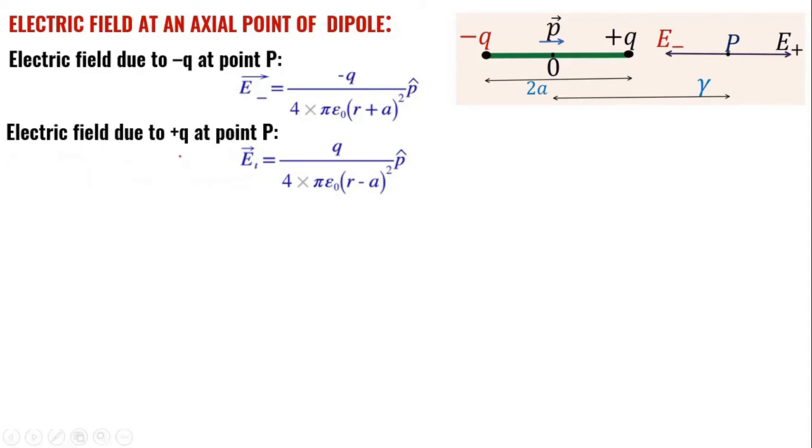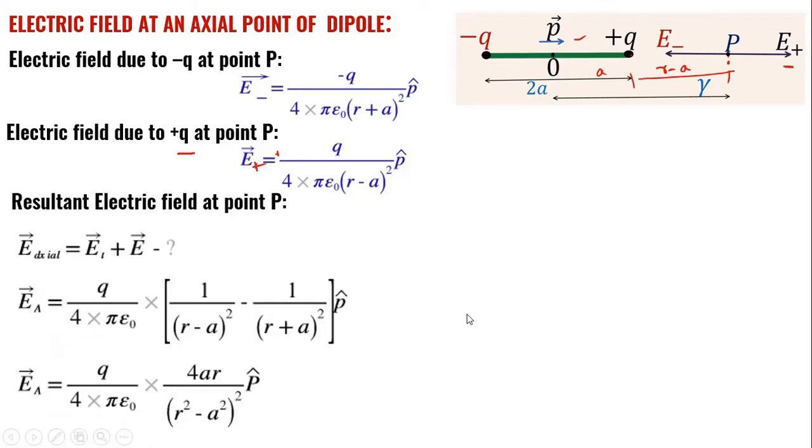Similarly, the electric field due to a positive charge at the point P: as E positive is pointing along the positive x-axis and the dipole moment is also pointing in the same direction, here we have a plus sign. So the magnitude becomes kq by r square, that is q upon 4 pi epsilon naught. Now the separation between plus q and point P will obviously be r minus a. See here, only this much of the distance we want to calculate, so that will become r minus a whole square, and it will be pointing in the positive x-axis.